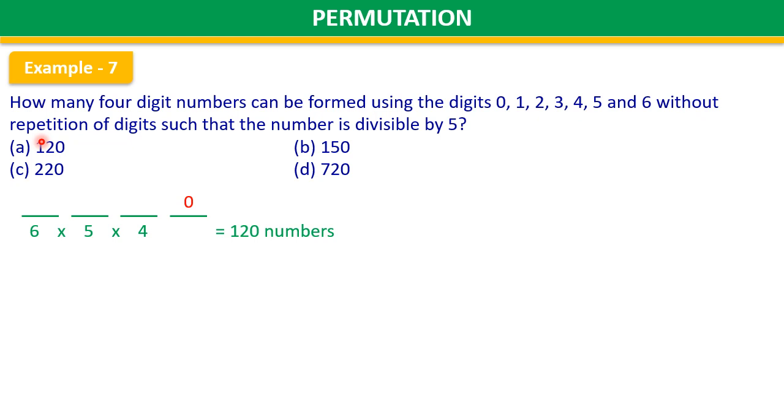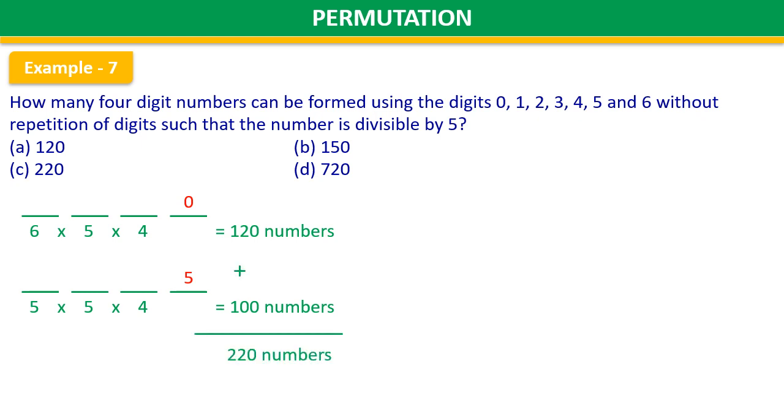Another possibility is a 4-digit number in which 5 will appear in the unit place. So I will write here 5. So the first digit can be selected in how many ways? 5 cannot come here. Even 0 cannot come here, because if 0 comes here, it won't be a 4-digit number. So the first digit can be selected in 5 ways. The second digit can again be selected in 5 ways because 0 can appear here. And the third digit can be selected in 4 ways. So a total of 100 numbers are there in which 5 will appear in the unit place. So 120 plus 100, a total of 220 four-digit numbers can be formed, which are all divisible by 5.